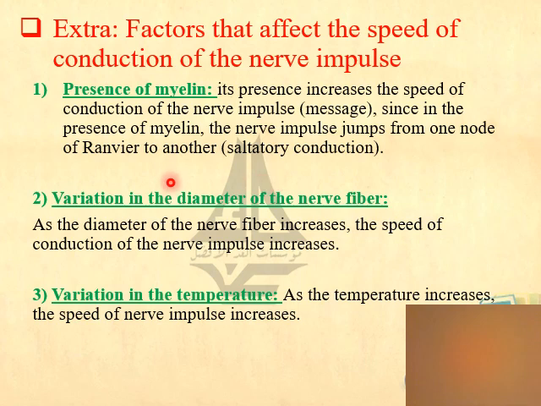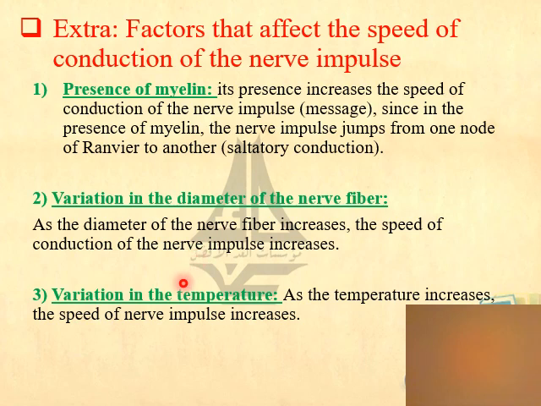Second, we have the diameter of the nerve fiber. As the diameter of the nerve fiber increases, the speed of the conduction of the nerve impulse also increases. So the diameter and the speed are directly proportional to each other. Once the diameter is bigger, the nerve impulse is also faster. And once it is smaller, it will be slower.